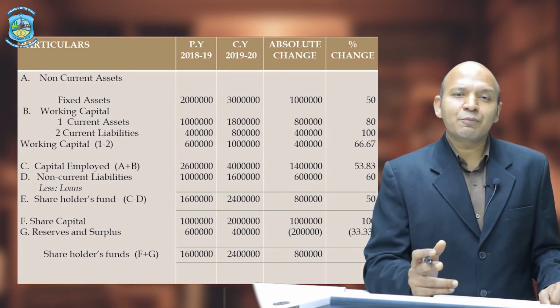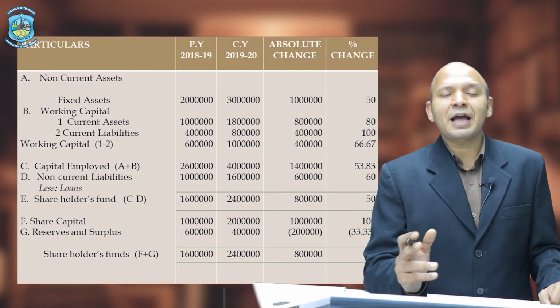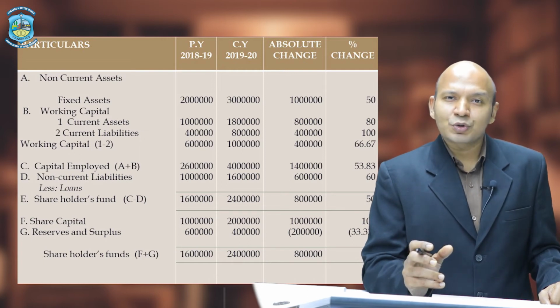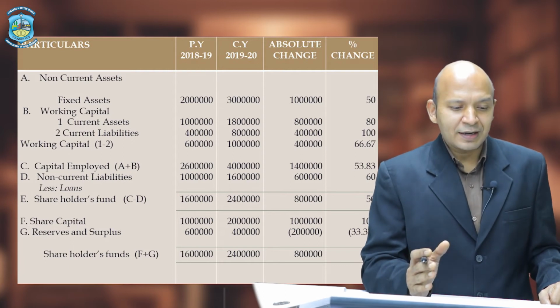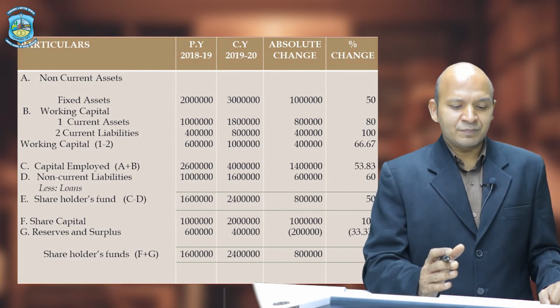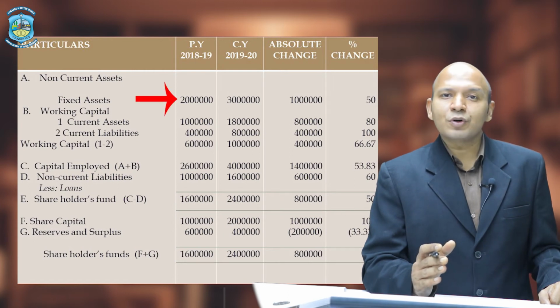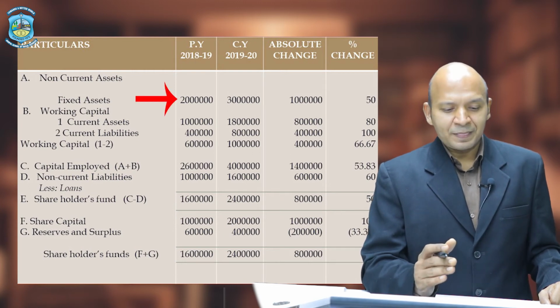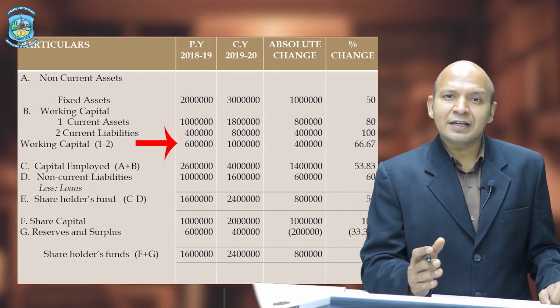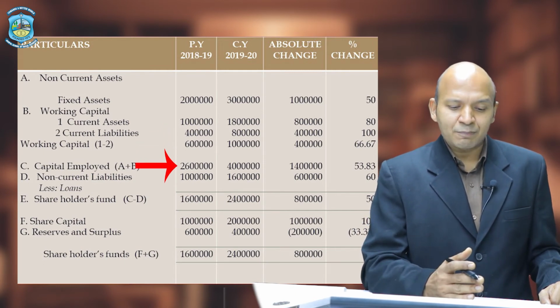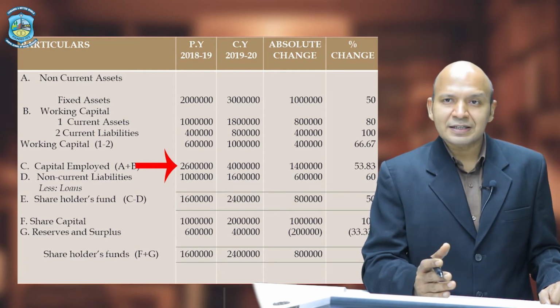Now comes the computation of C point, that is capital employed. That is the total of A point and B point, that is total of non-current assets and working capital. Non-current assets was 20 lakhs for the previous year. Working capital was 6 lakhs for the previous year. So 20 lakhs plus 6 lakhs, capital employed for the first year is 26 lakhs.